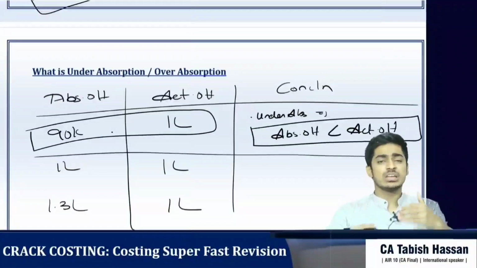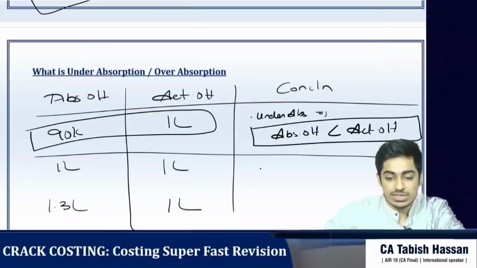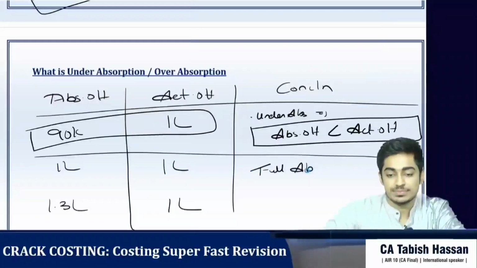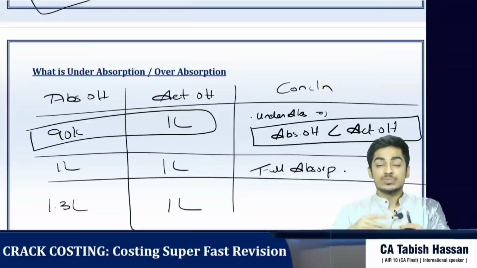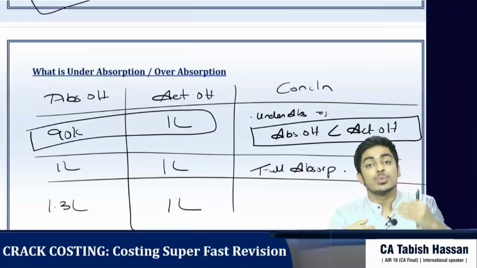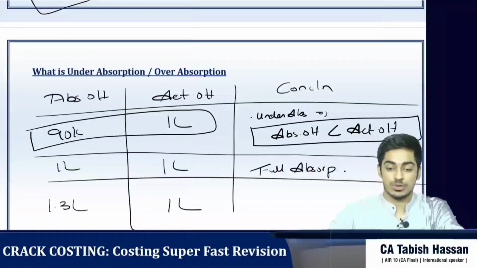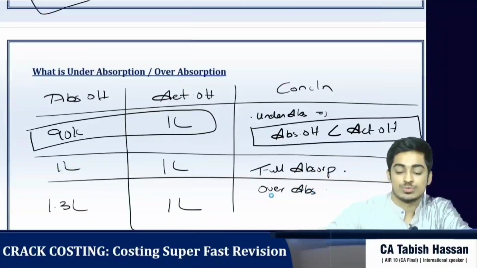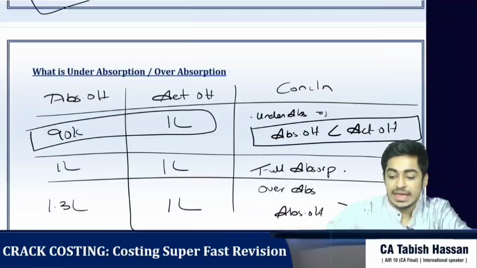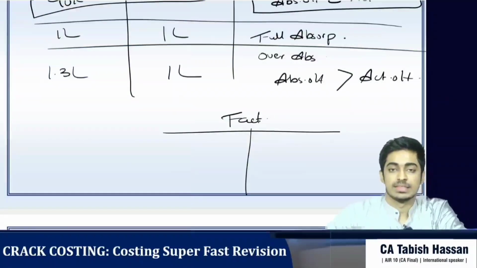If the absorbed overhead is 1 lakh and the actual overhead is also 1 lakh, then both are equal. It is called as full absorption. And if the actual overhead expenditure is 1 lakh and we have absorbed 1.3 lakh, we have absorbed more. That is called over absorption. So over absorption happens when the absorbed overhead is greater than the actual overhead incurred. Is this fine?